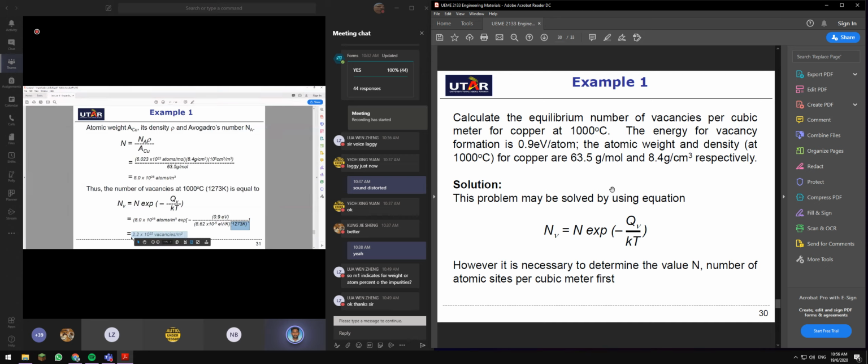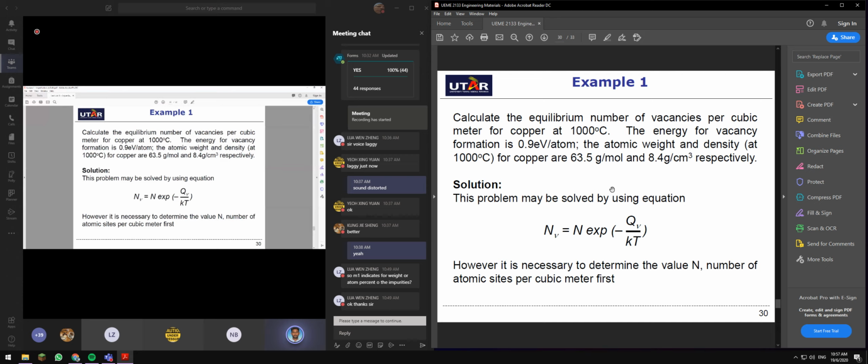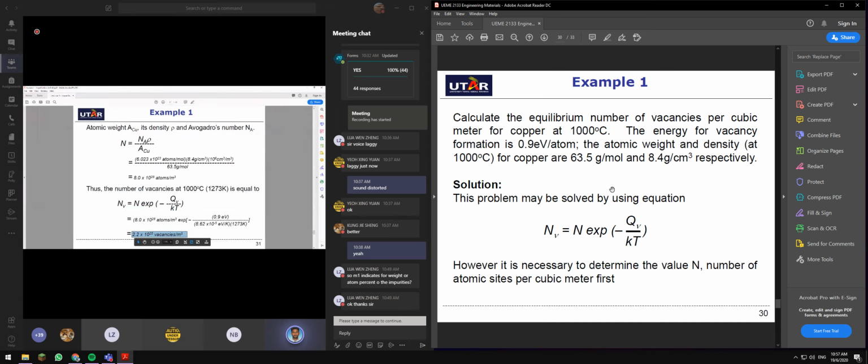So the number of vacancies at 1000 degrees Celsius is 2.2 times 10 to the power of 25 vacancies per meter cube. So you have 2.2 times 10 to the power of 25 voids at 1000 degrees Celsius in a copper material. Okay. Take your time to go through this example. This is just a basic example.